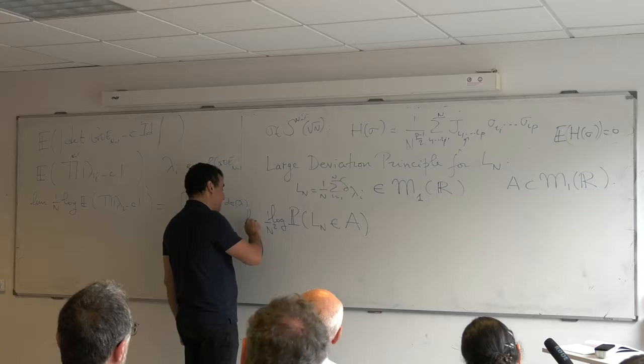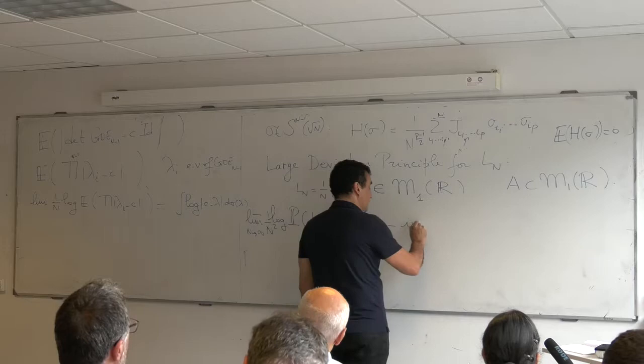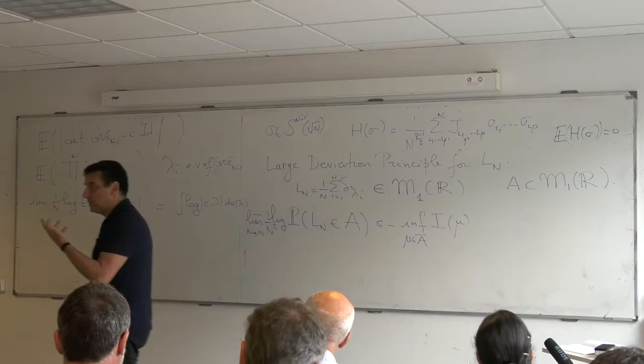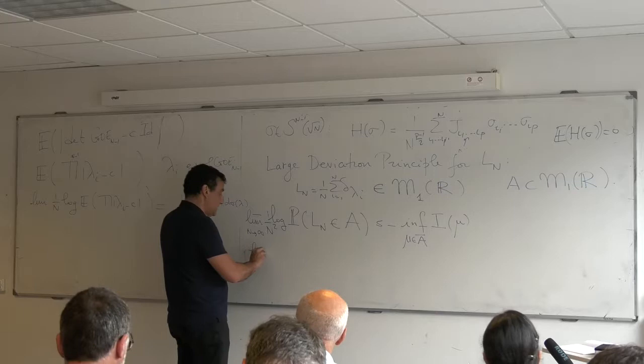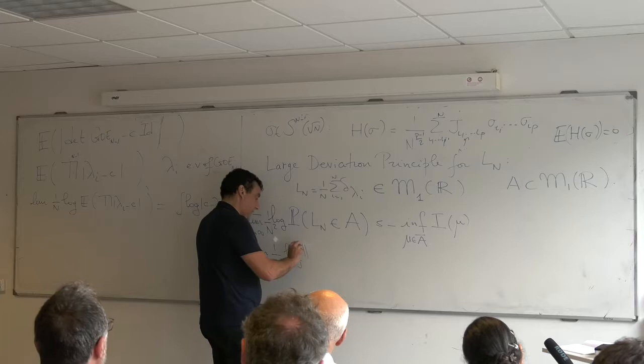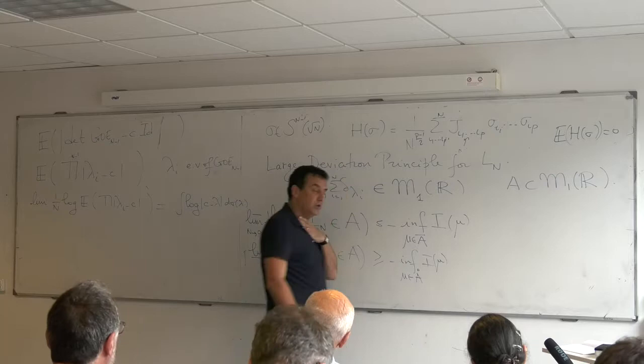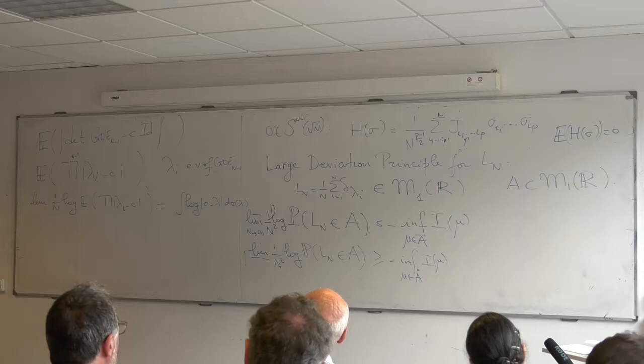So the way mathematicians do that, they take the log, divide by n squared, and look at the lim sup of this. It will be smaller than minus the infimum of a certain function I of mu, for mu in the closure of A. This bar means the topological closure in the space of probability measures. This is called the upper bound of the large deviation, and you have the lower bound, which is larger than minus the infimum of I of mu, for mu in the interior of A. In good cases these two bounds are the same, so the limit exists.